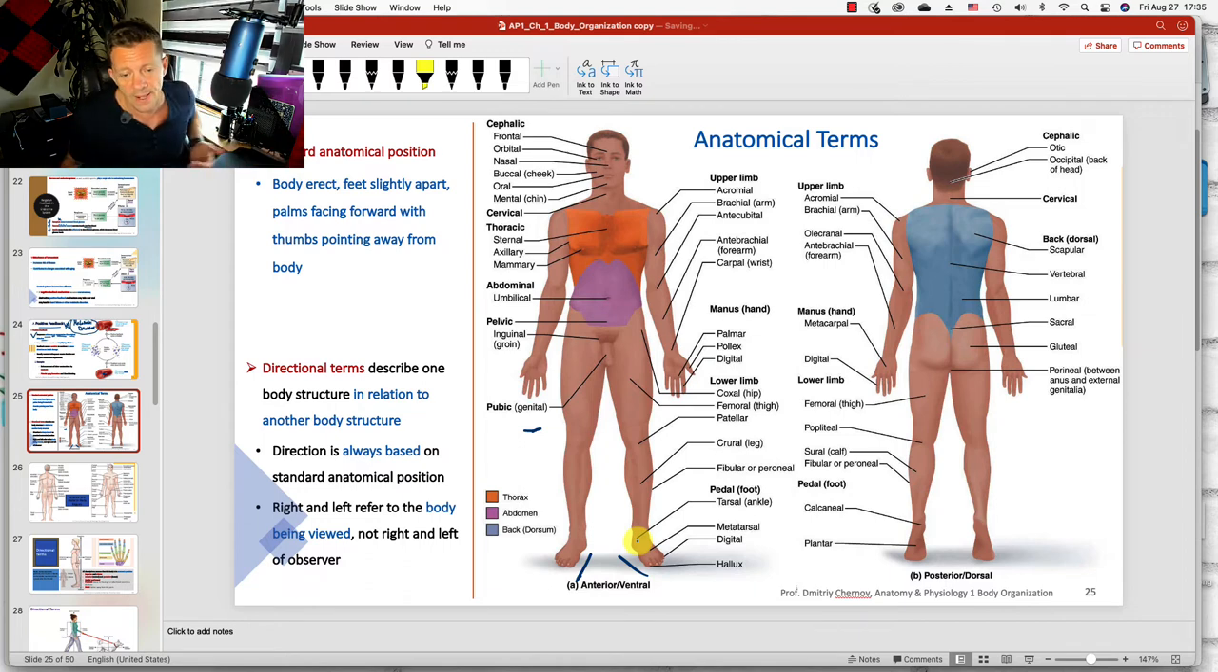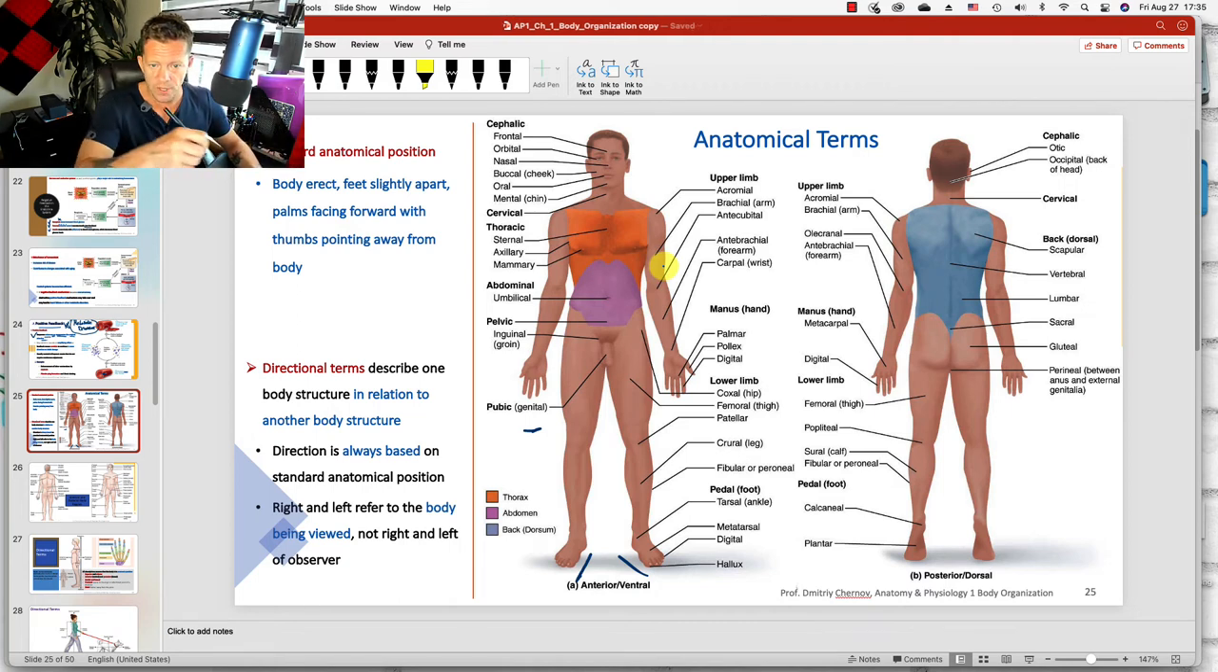In class it was a lot easier for me to show, but you're standing like that with your palms facing forward. So this is the anatomical position. Even if the person is laying down on the table, it's still the anatomical position. Why? Because it's easier for healthcare professionals, whoever is doing anything on the body, when they're writing or recording something, everything is described from the anatomical position.